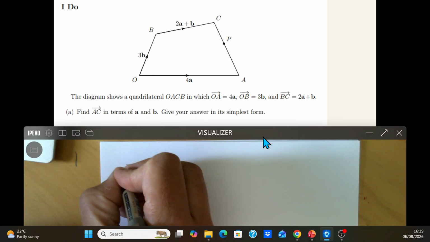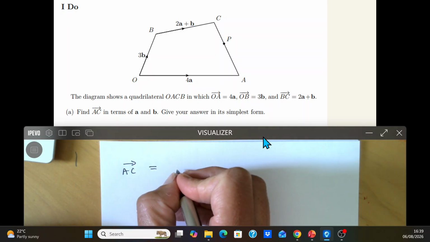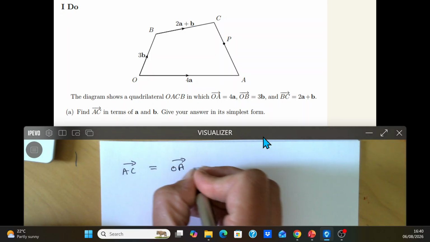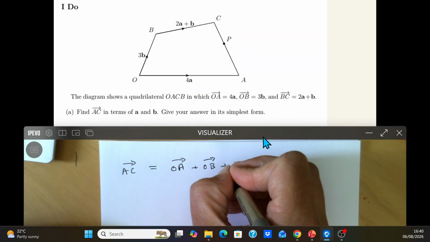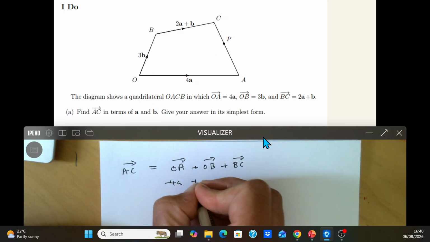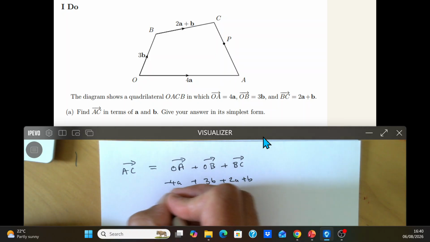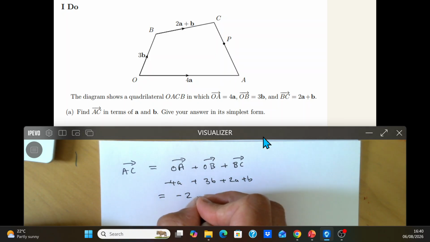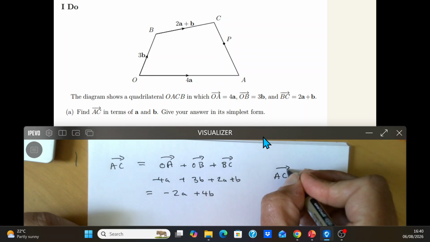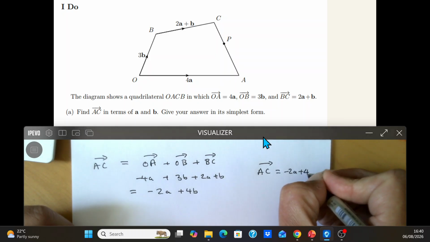Right, find AC. This should have been quite straightforward, because I'd say this was a grade 7 part of the question. Well, that's OA plus OB plus BC, because you're going that way. OA is negative 4A plus 3B plus the 2A plus B, and this will give you, simplified, minus 2A plus 4B. So just to make it quite clear, AC equals minus 2A plus 4B.